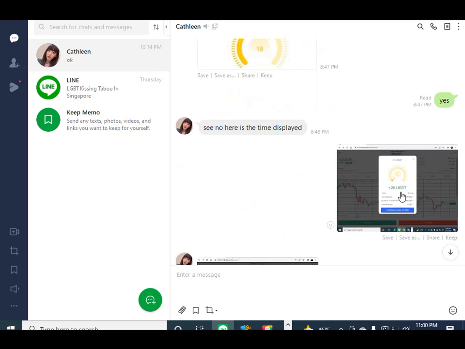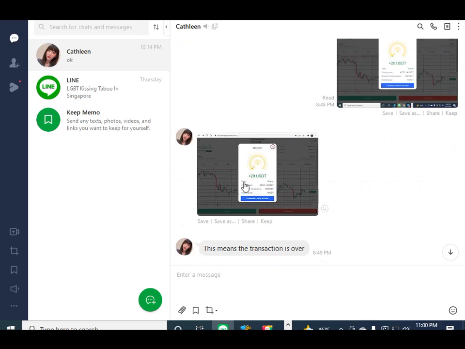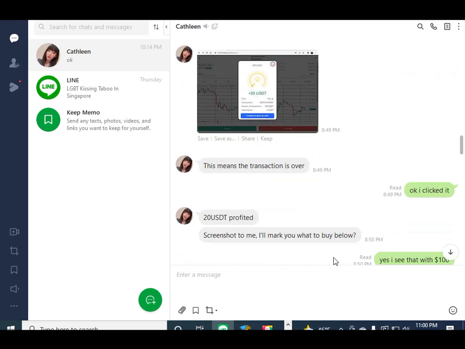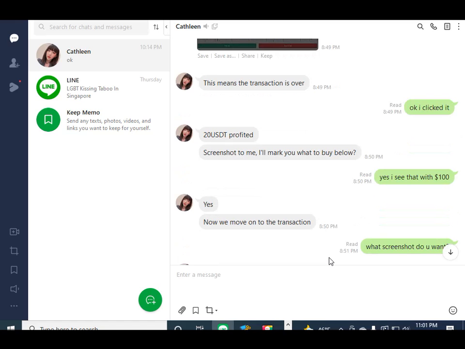And this is what they show you here. And then you click this out. Right there. See? It shows $20 earned. This means the transaction is over. Okay, I clicked it. And she shows $20, 20 US dollars profited. So I earned $20. And she asked me to screenshot.